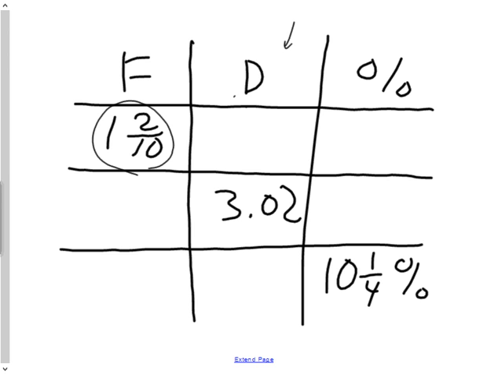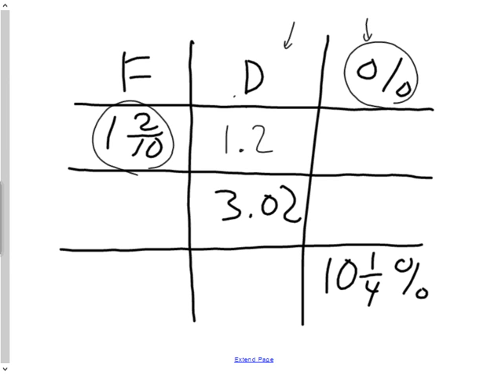But when we want to change them into decimals and percents, the decimals are really easy because we can simply read that as being 1 and 2/10. So to change it to a decimal, it's really easy. Just use your place value knowledge. Even though it's greater than 1, it still works.